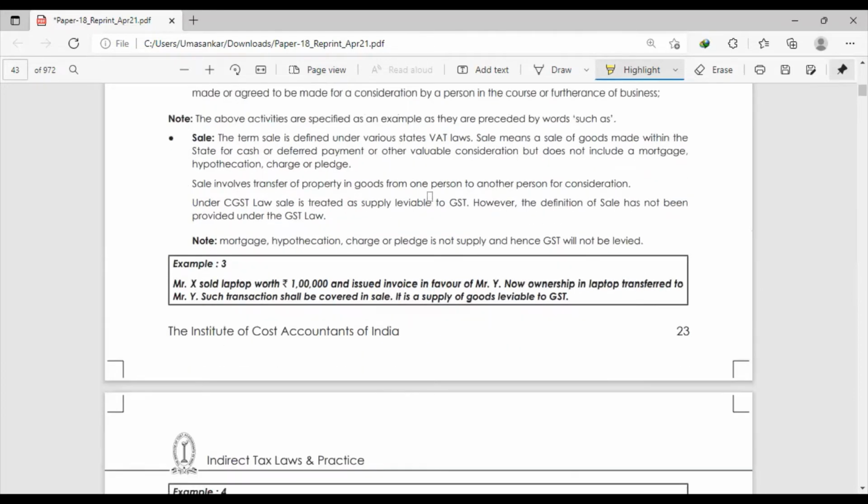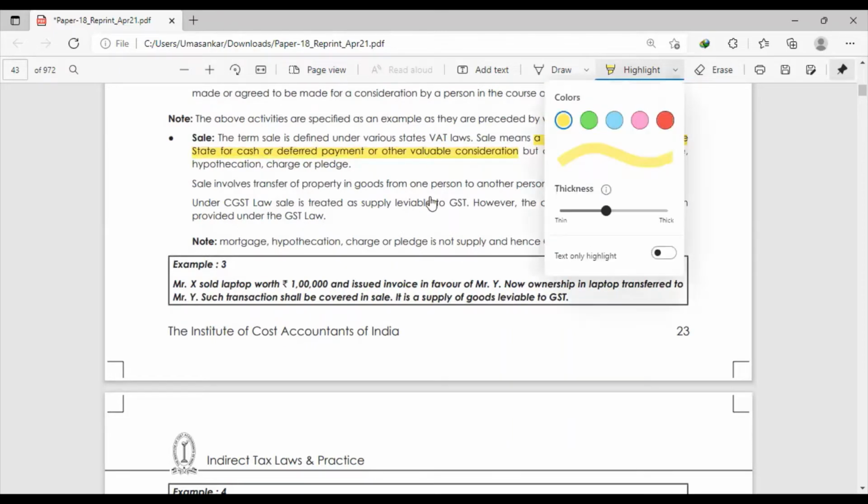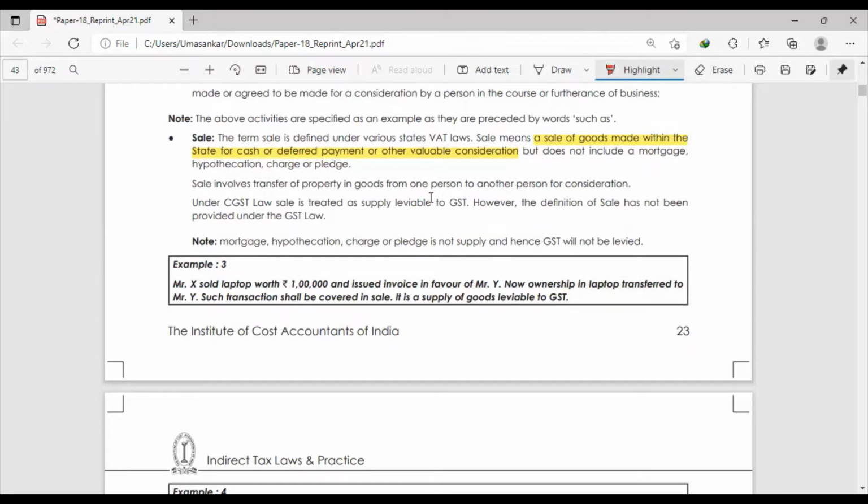Okay. Sale, normal. What do you mean by sale? There's nothing much to be explained here. Sale means a sale of goods. Okay, sale of goods made within the state for cash or deferred payment or other valuable consideration, but does not include mortgage, hypothecation, charge or pledge.